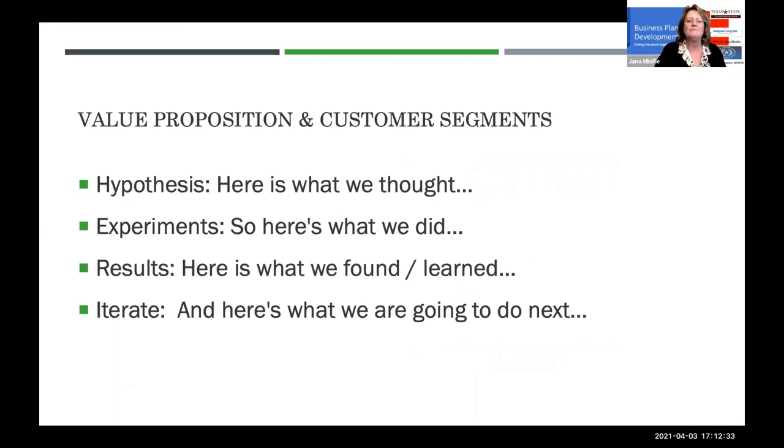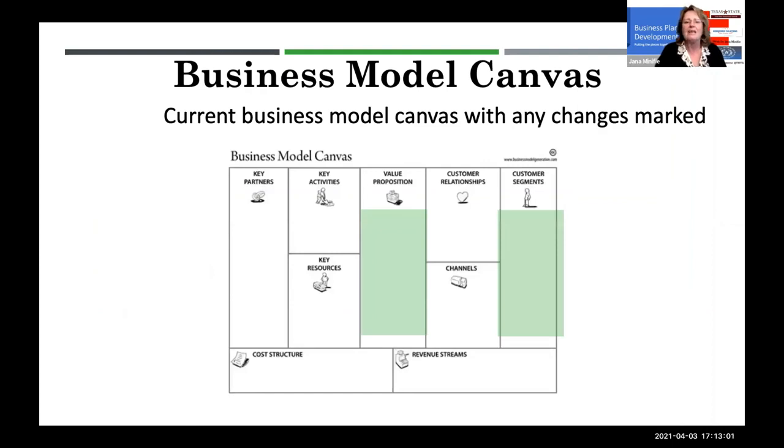So value proposition and customer segments, in summary, this is our hypotheses. What we're saying is, here is what we thought. Experiment, so this is what we did. We went out, we asked people questions. Results, and this is what we found. And this is how we modified our value proposition. And then if we modified it, then we will go out and test it again to see if that pattern continues or not. And this is what we're going to do next. So the whole time we're going through this process, and right now we're just focusing on the customer segments and the value proposition, but you can do this with all the other boxes on this, doing the same process.